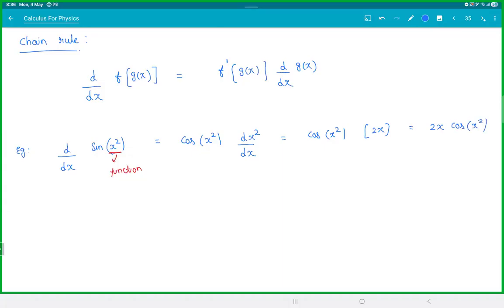Let me give you more. For example, if I had to differentiate d by dx of root over x square plus 1. There is no straightforward formula for this. So what we do here, d by dx of x square plus 1 whole power half. So the first question you need to ask yourself, this is looking like what exactly? Among the 6 identities that I gave you, this is looking like x power n, right?